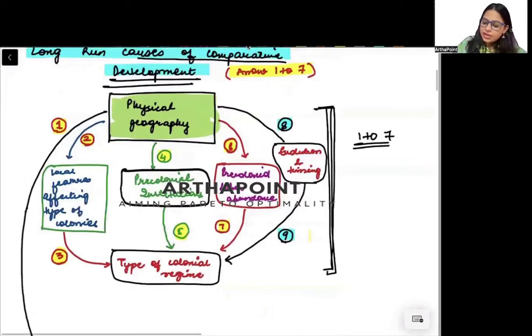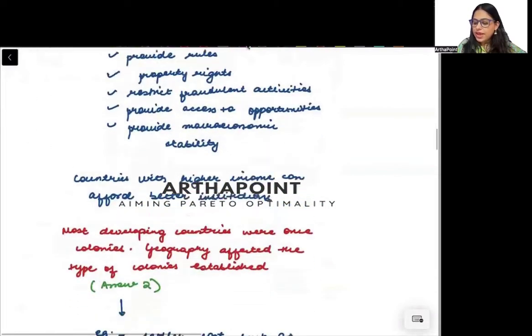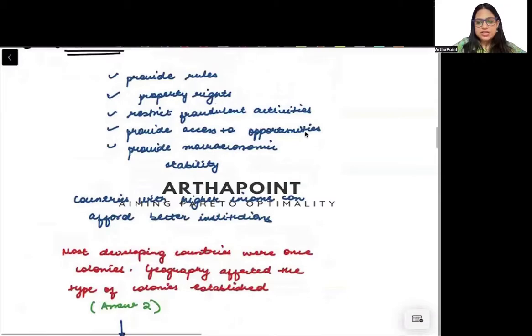The second thing that we have is where physical geography is linked to local features affecting type of colonies. Local features affecting type of colonies. So what we are saying is that whenever we talk about any economy, जब भी हम किसी भी economy की बात करते हैं, in that economy we have some institutions, right, which provide rules. जैसे for example India में there is someone who is deciding what is right, what is wrong.